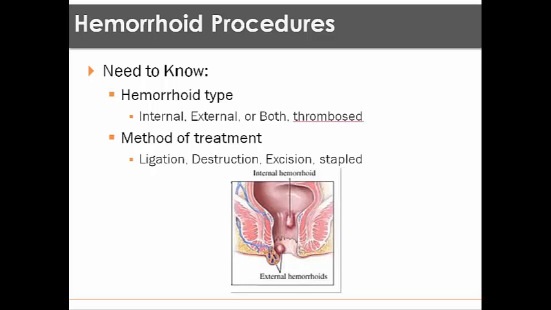Just wanted to stick this in here, of course, to end this one. The coder would want to know the hemorrhoid type. Are they internal? Are they external? Are they both? Are they thrombosed? And then the method of treatment, to make sure you're getting to the correct code to assign for the procedure.